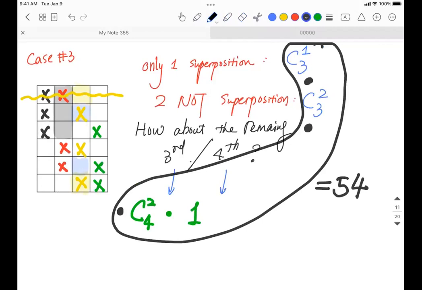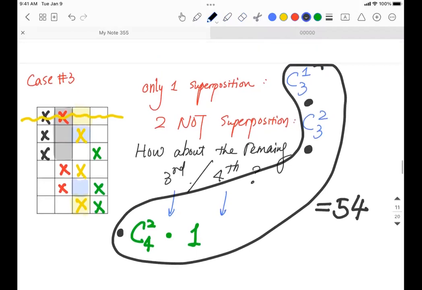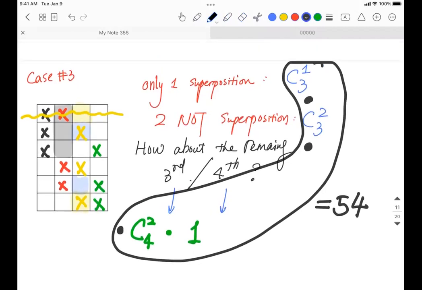Does it make sense to you guys? Can I have some feedback? It makes sense, right? Every single step, there's a reasoning. Okay. We have 0 superpositioning, 2 superpositioning, 1 superpositioning. Intuitively, the last case would be my first row and second row as 0 superpositioning. See, it's very understandable.